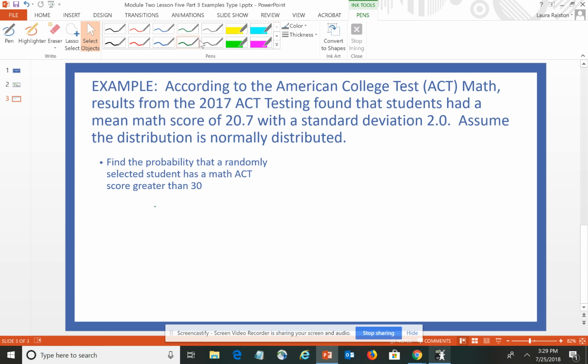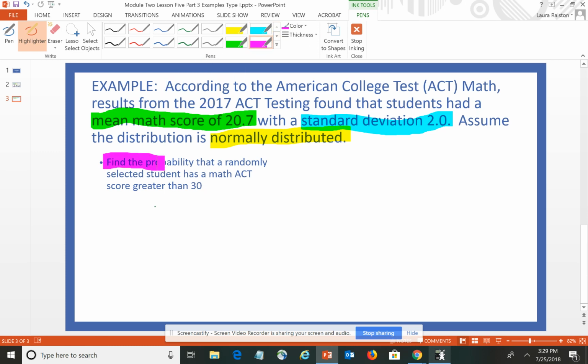Same scenario. We still know that it is normally distributed. We still know the mean math score is 20.7, and we still know that the standard deviation is 2.0. The question says find the probability. So again, that's the clue to the command that I'm going to be using, that a randomly selected student has a math score greater than 30. So again, this particular question can be written in symbols. Probability that a student's score is greater than 30.